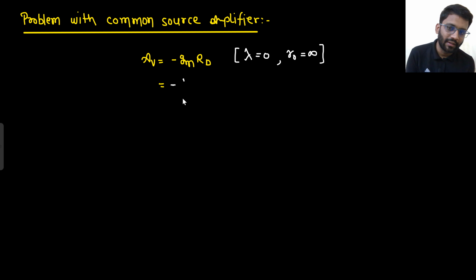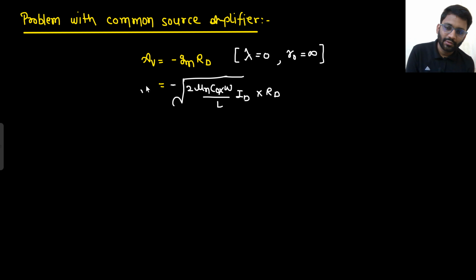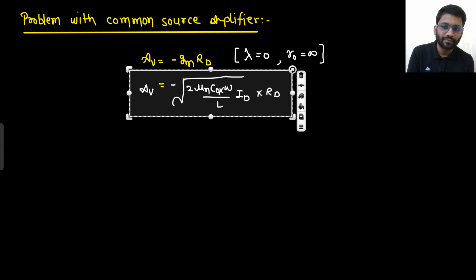So what is GM? GM is root 2 mu n cox w by l id. There were how many formulas of GM? 3 formulas. What were those formulas? One was very straightforward, mu n cox w by l into vgs minus vt. What was the second one? 2 id upon vgs minus vt. That was the second formula. What is the third formula? Root 2 mu n cox w by l into id. And this RD is there. So now this is your Av, right?